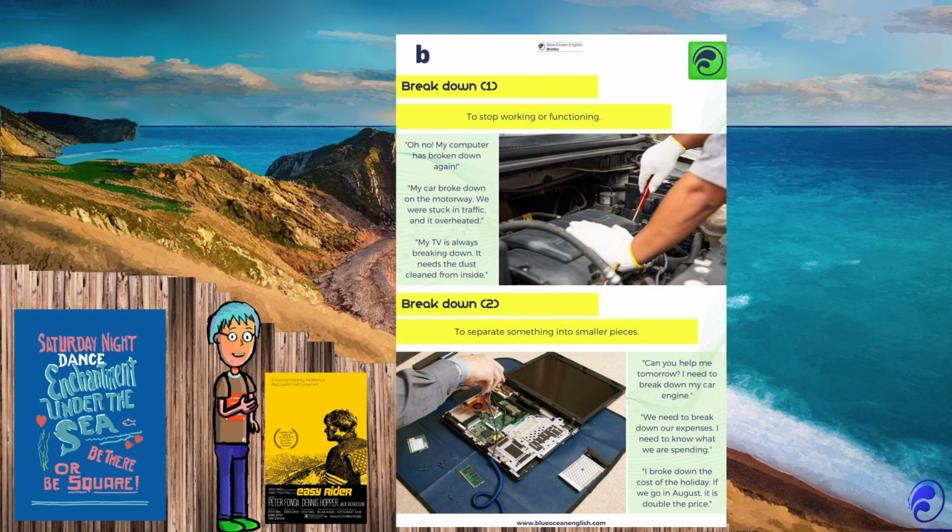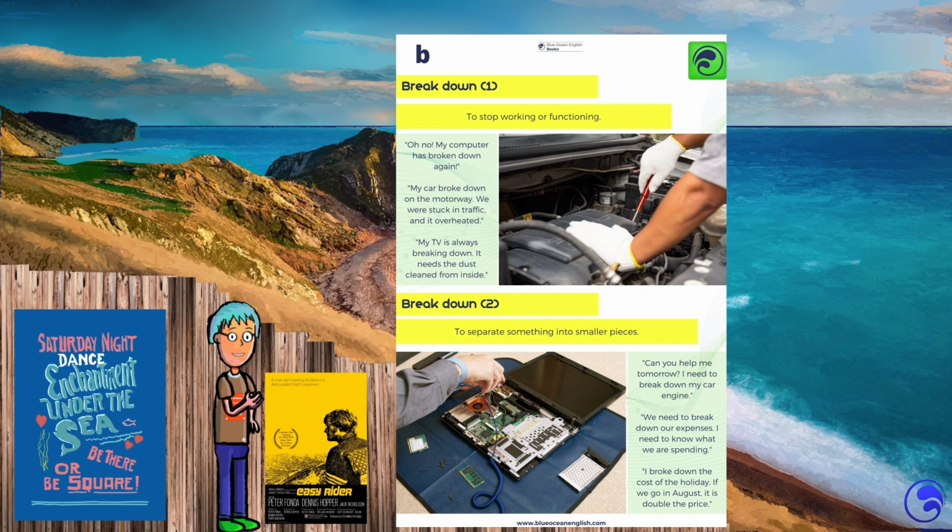to stop functioning. The first example, oh no, my computer has broken down again. So this means my computer has stopped working, it's not functioning. The second example, my car broke down today on the motorway. We were stuck in traffic and it overheated. So overheated means it got too hot, and so we're saying here that my car stopped working on the motorway.